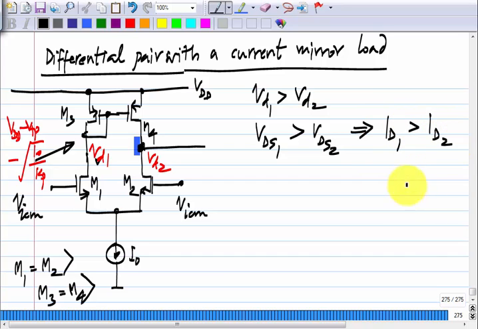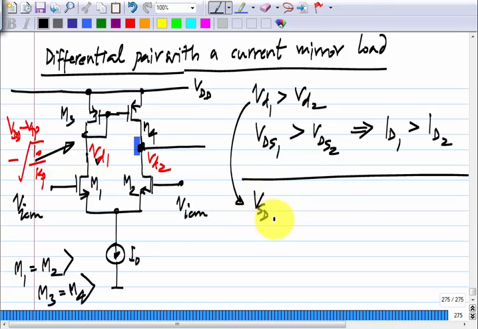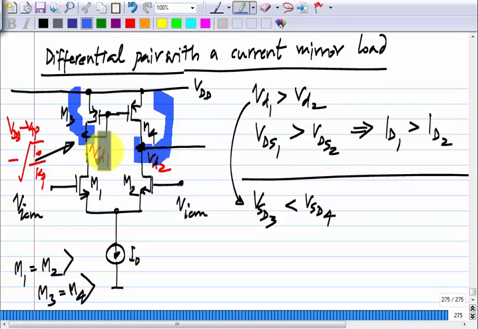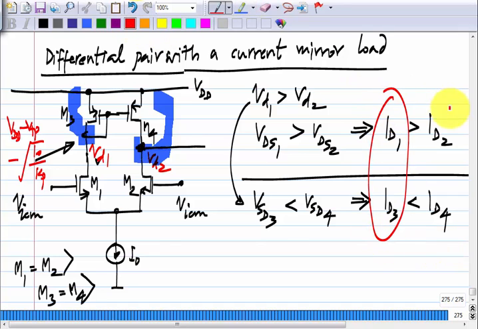Okay. But this is not the only matched pair. M3 and M4 are also matched. They have the same VSG. So, their drain current, any difference is decided only by the difference in VSD. Okay. Now, this means that VSD3 is smaller than VSD4, right, because we said that VD1 is more than VD2, so this voltage is bigger than that voltage. Now, what does that say for drain currents of M3 and M4? This means that ID3 is less than ID4, but ID1 is the same as ID3, ID2 is the same as ID4.